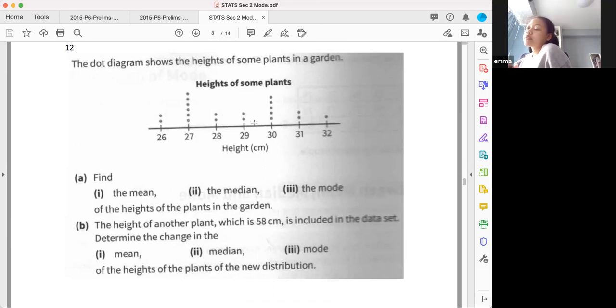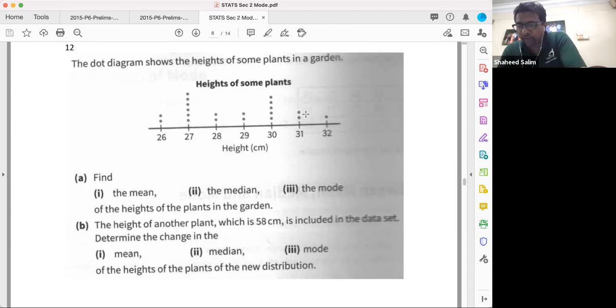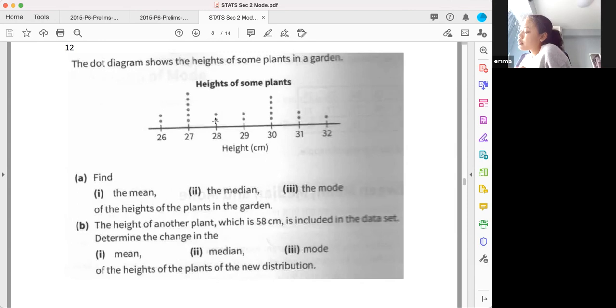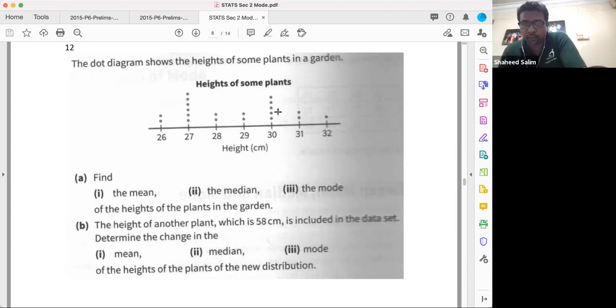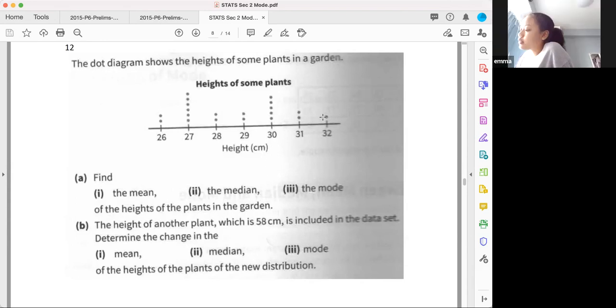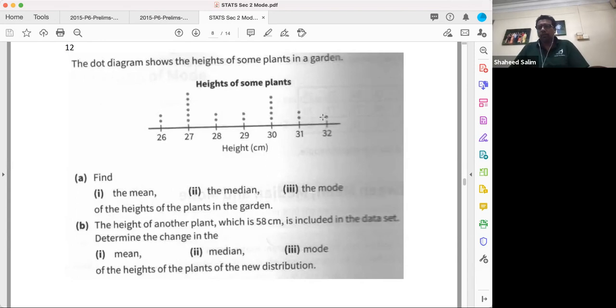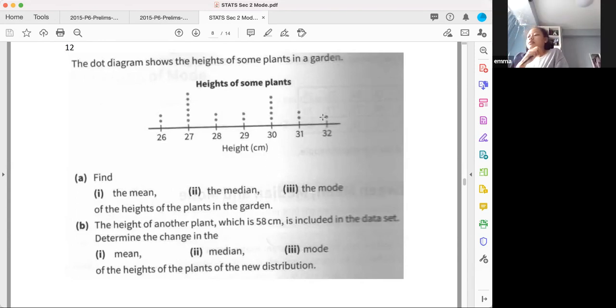Okay. So the answer is supposed to be total 572 divided by 20. You know, there's 20 dots. 2, 6, 2, 10 already. 12 plus 5, 15, 17, 19, 20. Do you divide by 20? Wait, the total is how much? Total is 572. 28.6. Okay, so that's your mean.